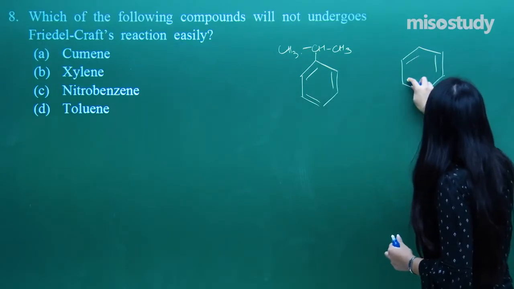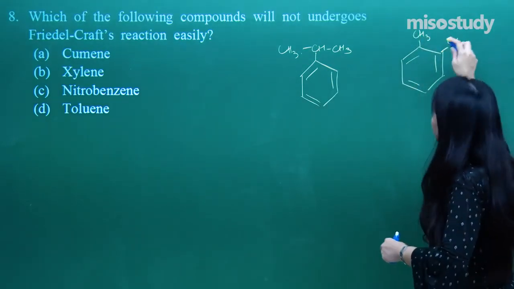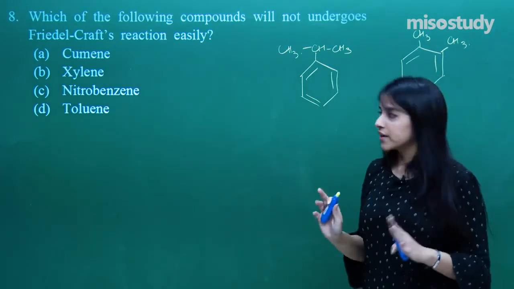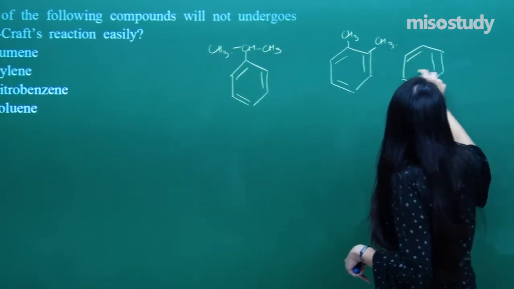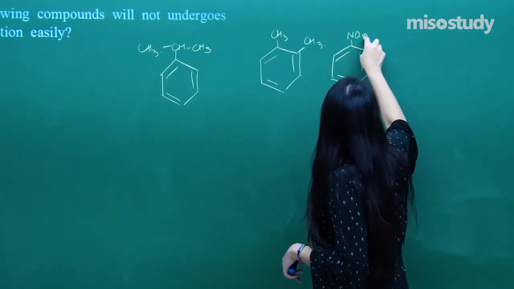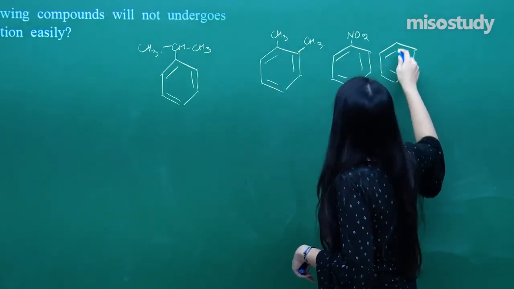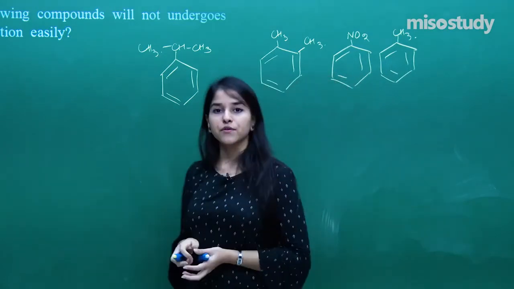Again, what do we have? We have xylene. Xylene has 2 methyls. It may be orthoxylene, paraxylene or metaxylene. So any one of them, I am drawing it. Again, what do we have? A nitrobenzene. And lastly, what do we have? I have got toluene, again 1. So that is what compounds we are given with.